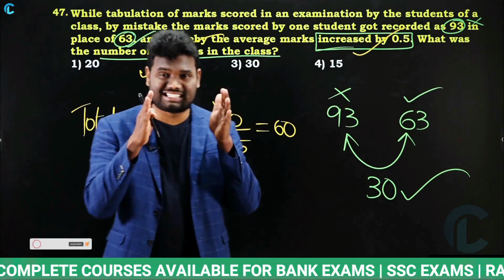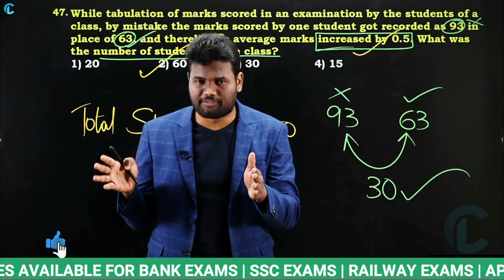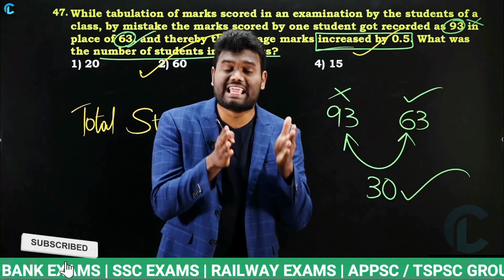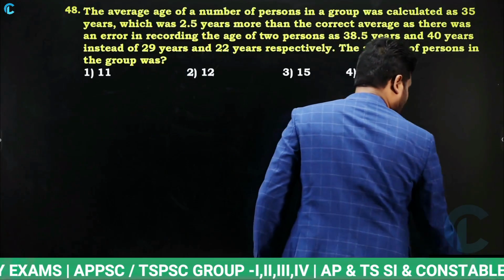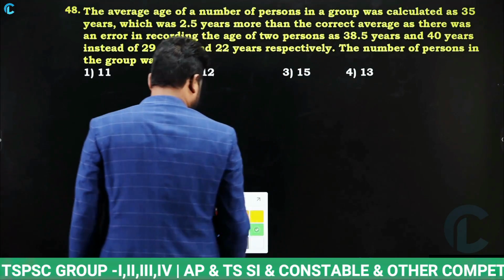So total students are like 60 students. Due to this 30 difference, what happened is these 60 students increased by 0.5, 0.5, 0.5. That's it. Okay. Let us look at the next question. So what is the next question?